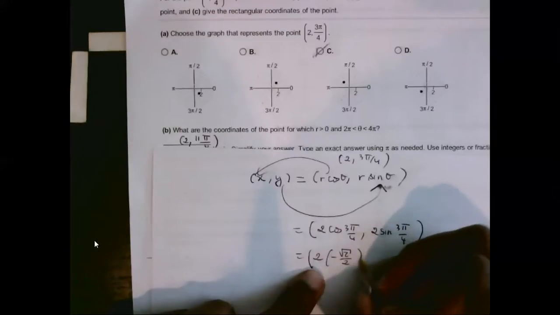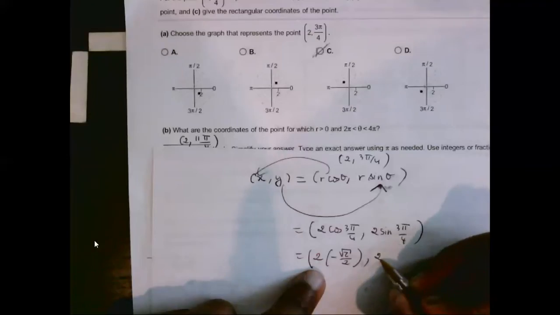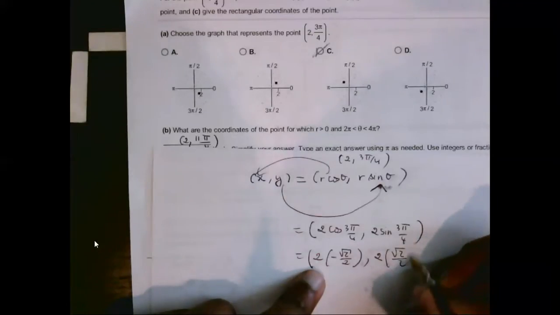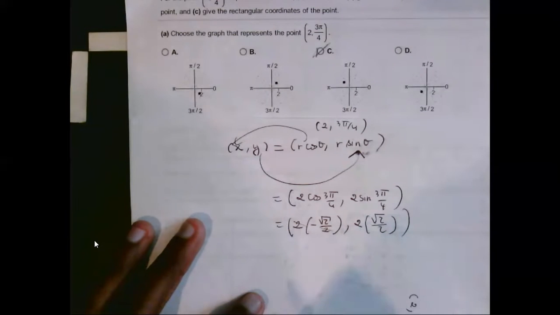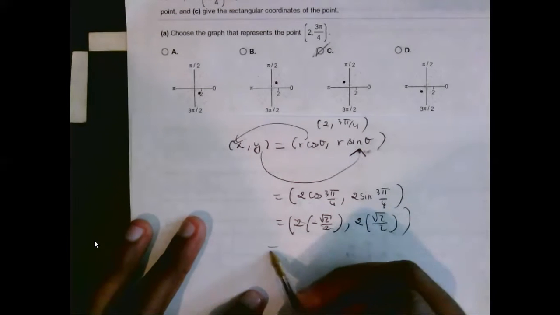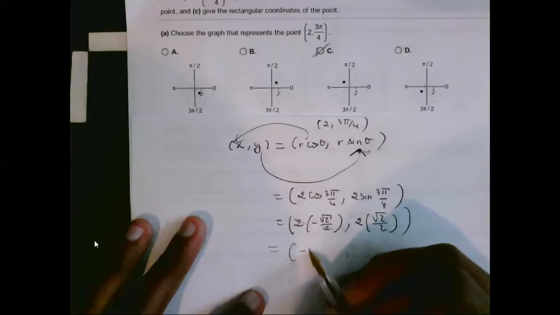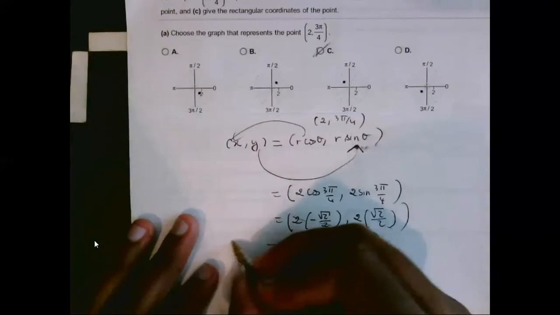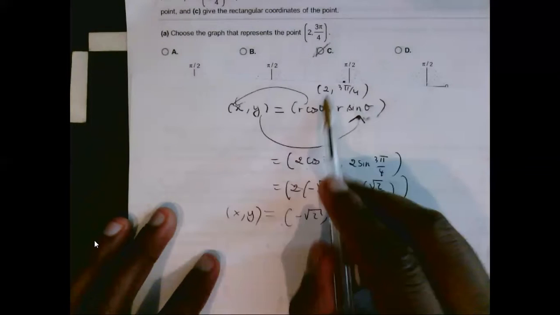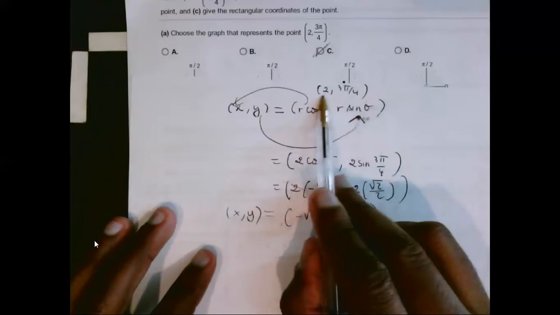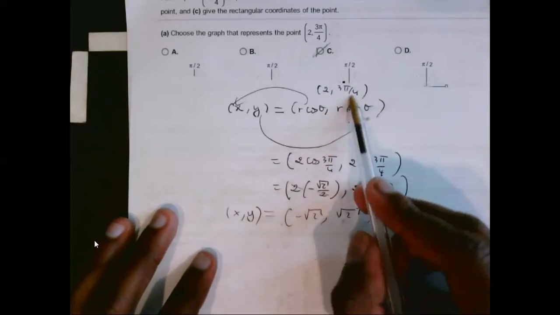So I have 2 here, they cancel, 2 here, they cancel, and I end up having negative square root of 2 here and square root of 2. And that is my x, y point. So that's the representative of 3 pi over 4 from the polar coordinate into a rectangular coordinate. And that's my answer. So here I can write with confidence this.